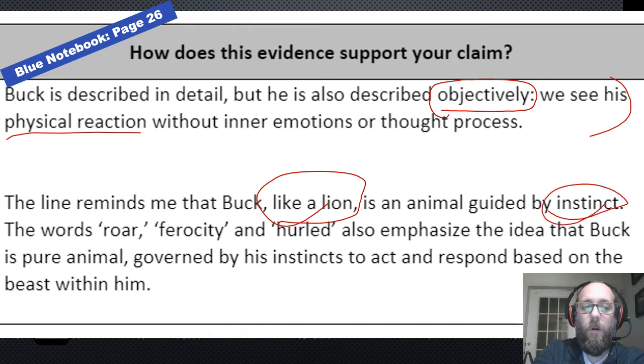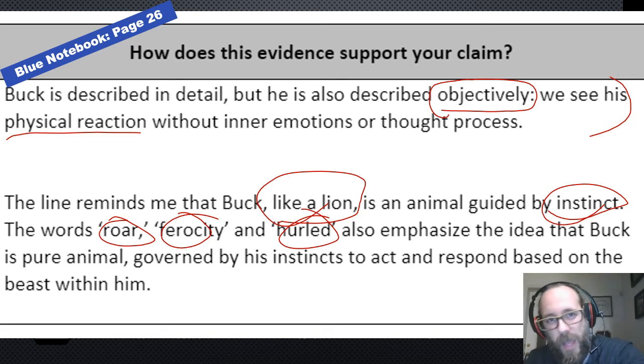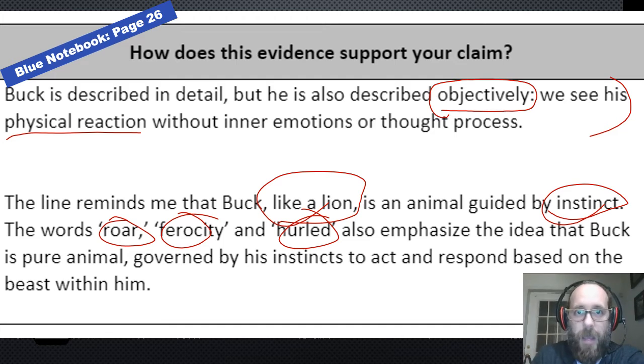Words like roar, ferocity, hurled, they also emphasize the idea that Buck is a pure animal. Okay? His instincts are what's controlling him. Nothing else. He's not sitting there thinking, if I leap at this man and I grab onto his leg, he'll wince in pain, then I can get the club from him. He's not doing any of that. He's just jumping at the guy. Okay? So go ahead and take a moment, pause the video, and fill all of this in, then move on.